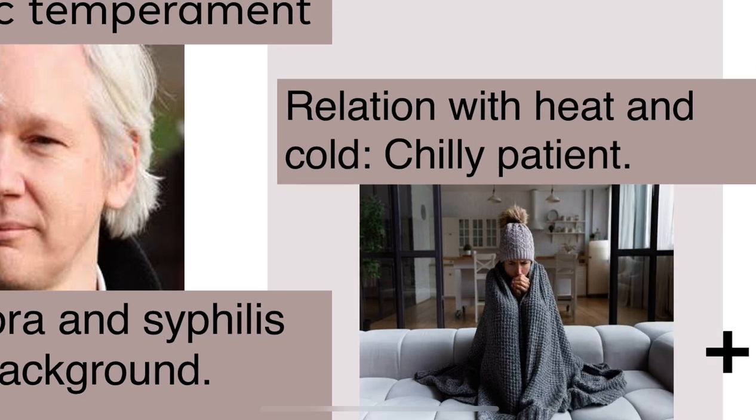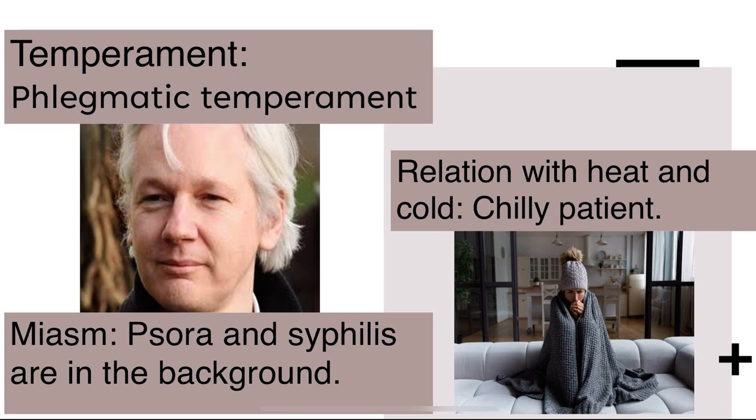Relation, that is how we have to relate it. Relation with heat and cold: they are chilly patients. So we are understanding Mezereum, how and where Mezereum acts and what it produces. So far we studied Mezereum acts on the nerves, it produces neuralgia. Acting on the bones, osteomyelitis. Acting on the skin, it produces non-eruptive itch, that is like itch is psora, to the most malignant ulcers, that is syphilis. So far we are very clear.